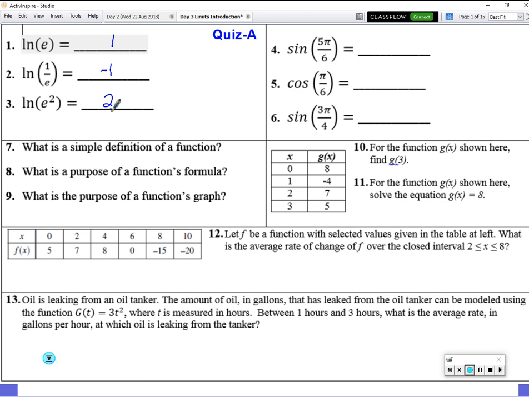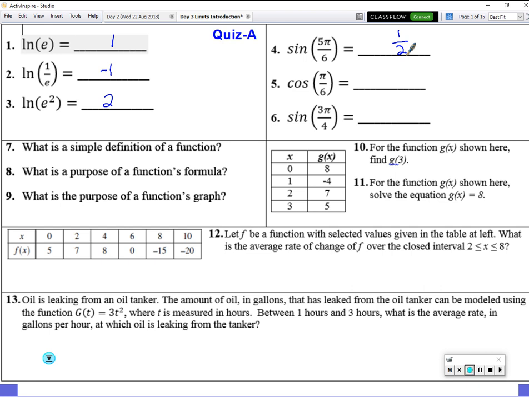Sine of 5 pi over 6. So imagine a circle like this. Is that the way you need me to do it? Like this. Okay. So draw a circle. Count. I need to go 5, 6. So I go 1, 2, 3, 4, 5.